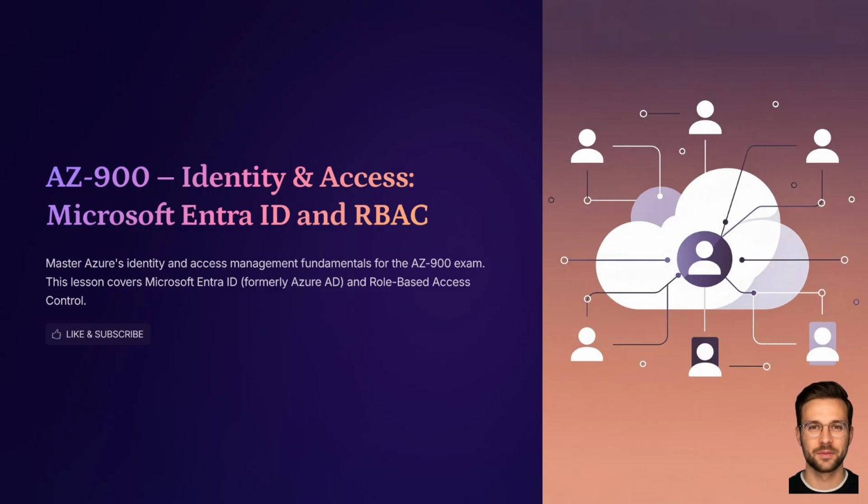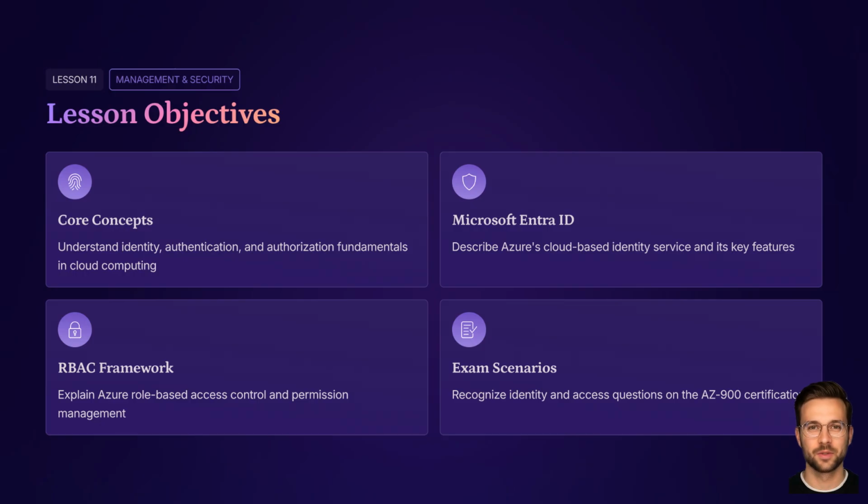In this new playlist, we will focus on management, governance, and security in Azure. In this lesson, we will start with one of the most important topics: identity and access management. By the end of this video, you will be able to explain what Microsoft Entra ID, formerly known as Azure Active Directory, is. Understand the difference between authentication and authorization. Describe role-based access control, or RBAC, in Azure. Recognize typical AZ-900 scenarios for identity and access.